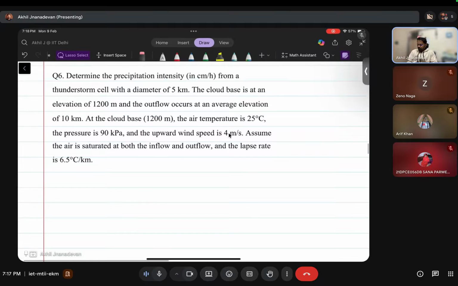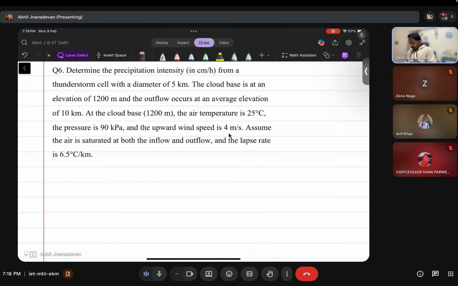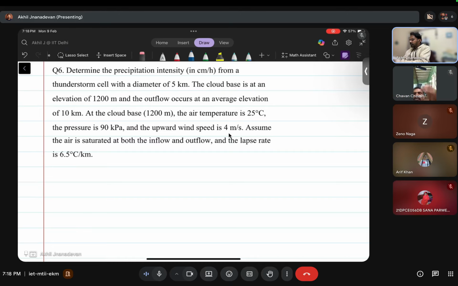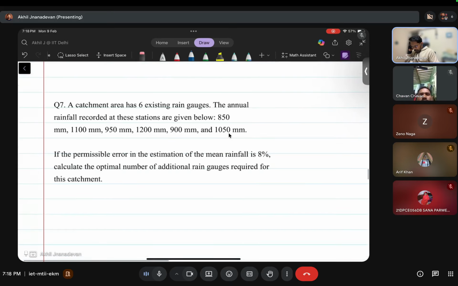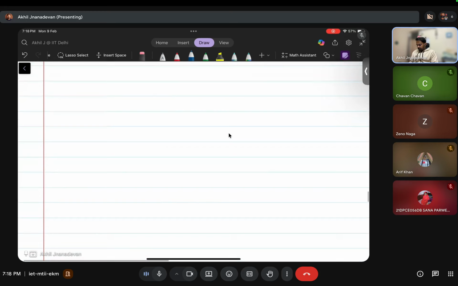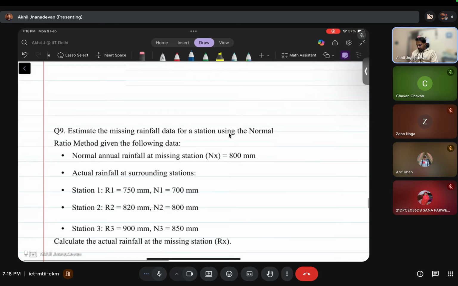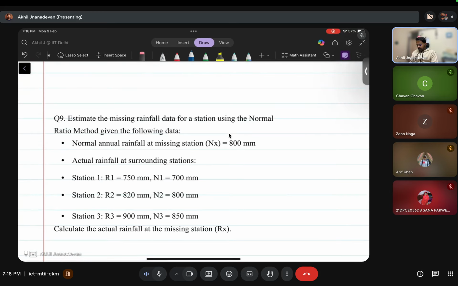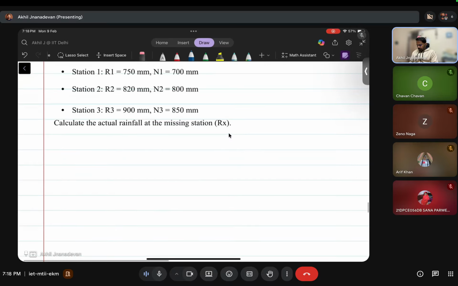Okay, so now we can move on to the numerical type questions. So numerical, we'll be having a first question on the thunderstorm cell model. Then we'll be having one on the inconsistency and consistency of the rainfall data set. So we have a couple of simple questions from that. And finally, we'll be having a question on normal ratio method, which we also will be discussing.